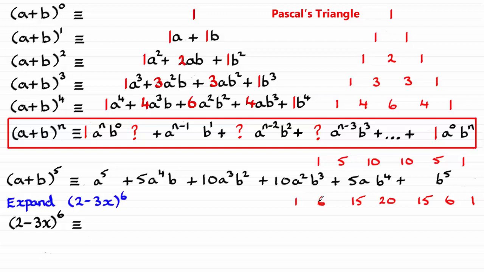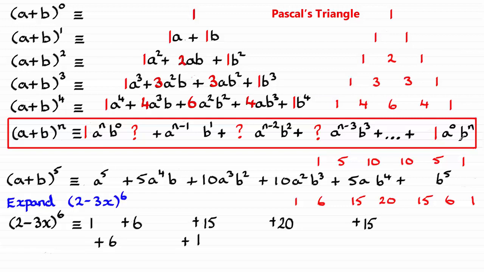1 and 5 making the 6, 5 and 10 making the 15, 10 and 10 the 20, 10 and 5 the 15, 5 and 1 the 6. Okay, so we've got our numbers that we're going to use, and if we put those in, we're going to have the terms like that.